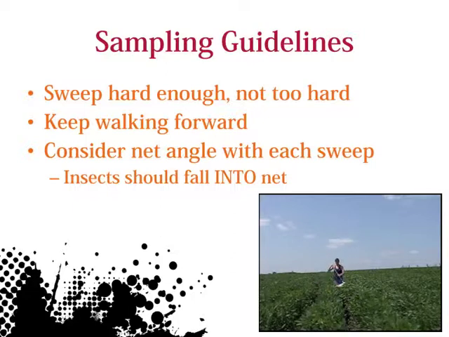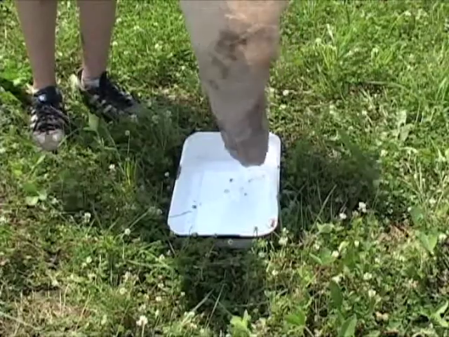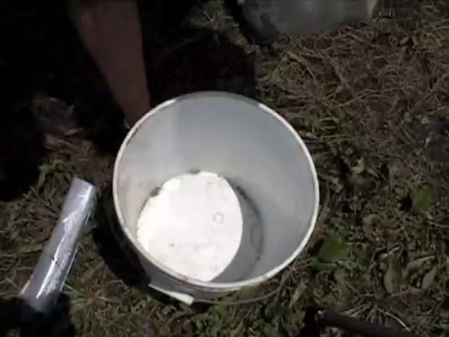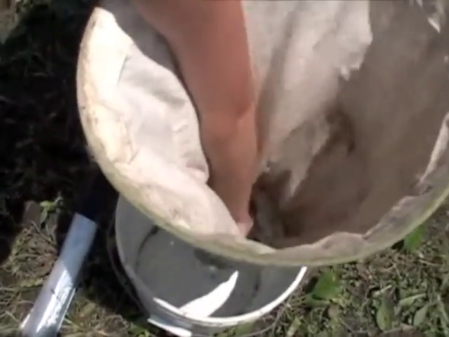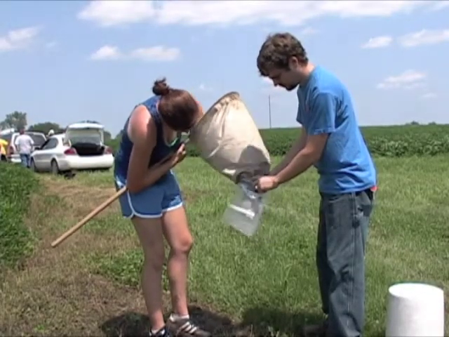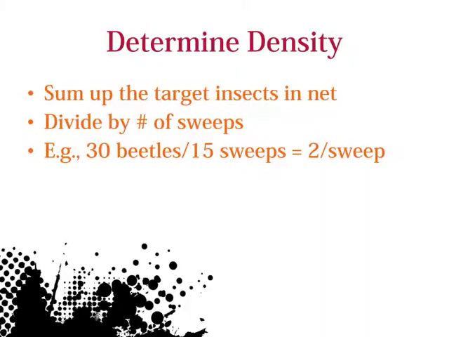You have several counting options, including just looking into the net or pushing the contents into a pan, bucket, or plastic bag, as shown here. To determine density, count the number of target insects from the sweeps and divide by the number of sweeps.